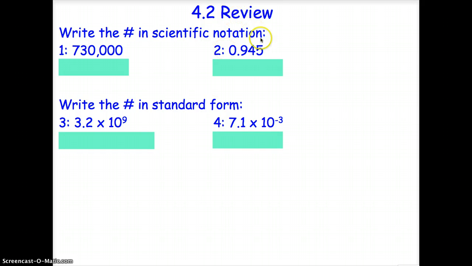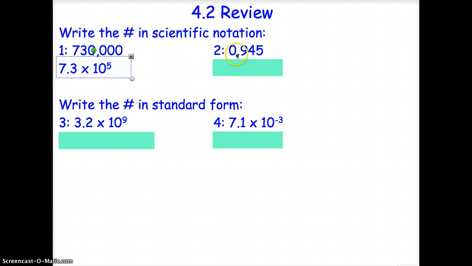Okay, writing in scientific notation. Remember, that means we need to move our decimal point until there's only one digit that has value in front of the decimal. So that means the decimal point is going to end up between the 7 and the 3, which means I will have moved the decimal point 5 places. So my exponent will be 5. 7.3 times 10 to the 5th.